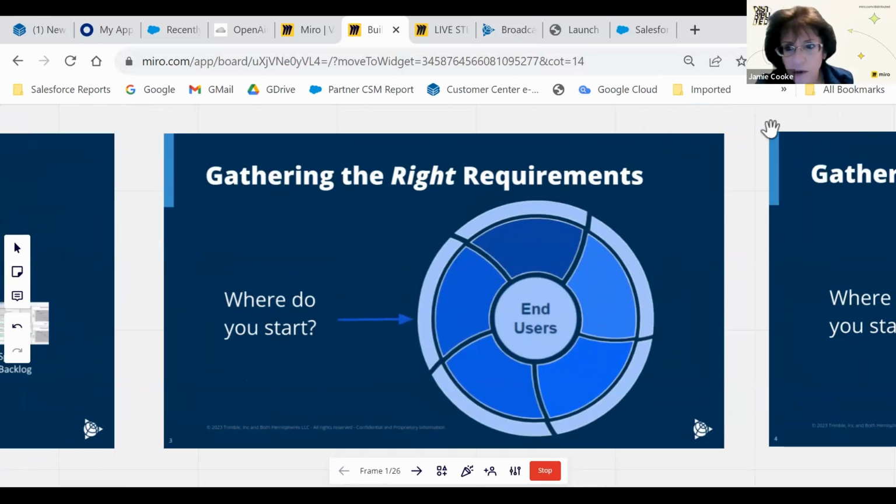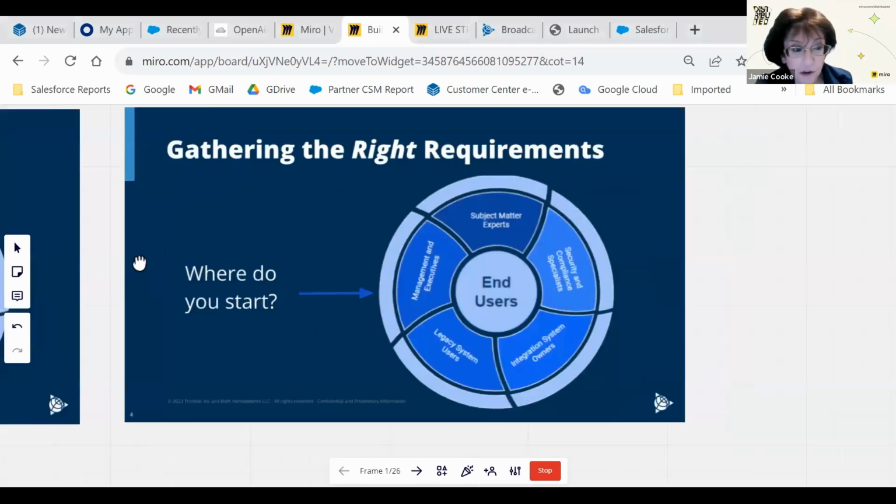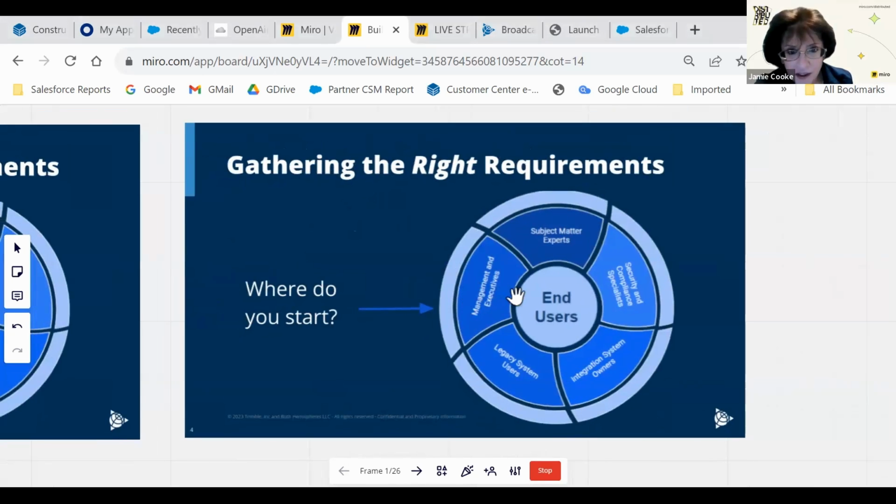So gathering the right requirements, where do you start? And most people, quite logically, are going to start with the end user. And they're going to start with talking to the stakeholders who are going to own the target solution. And that's great. And that's hugely valuable. But it's not the only part of the equation. So you start with the end users, but if you look at this diagram, you actually can see that there's several other people who need to be involved in these discussions.